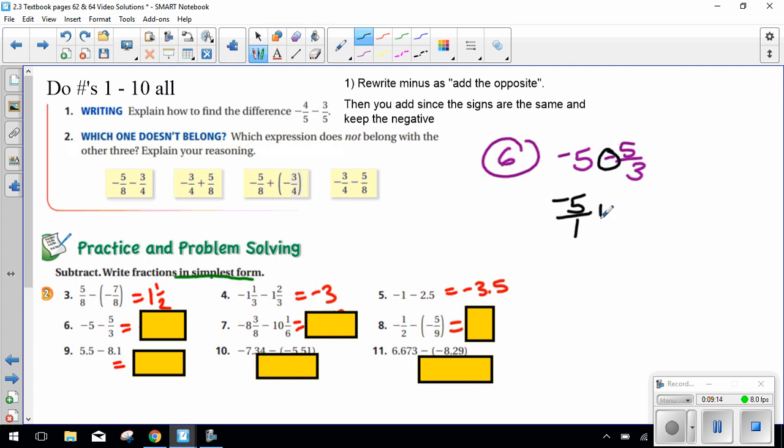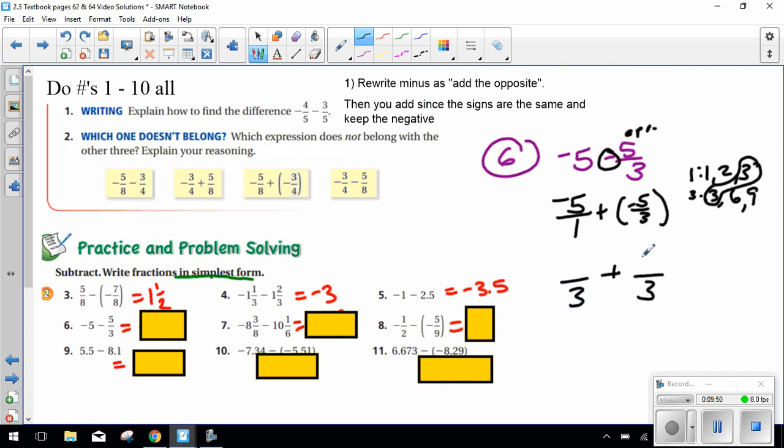I'm going to make this plus, so that means I'm going to make this opposite. So negative 5/3. So my integer and my rational number are both negatives. So in addition, when I have the same signs, I add. So I need common denominators. Between 1 and 3, if I take 1 and start counting by 1, I get 3. If I take 3 and start counting by 3s, so 3 is my smallest common denominator. So 1 times 3 gets me to 3. So 5 times 3 gets me to 15. Since this denominator didn't change, my numerator doesn't change.